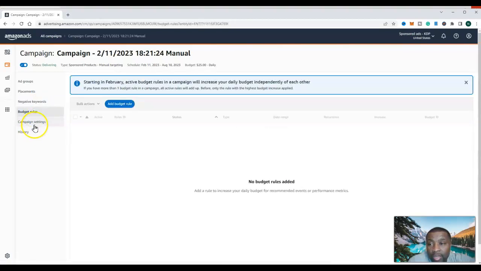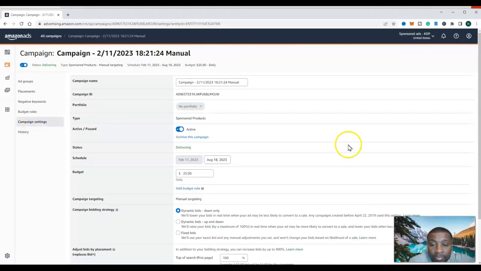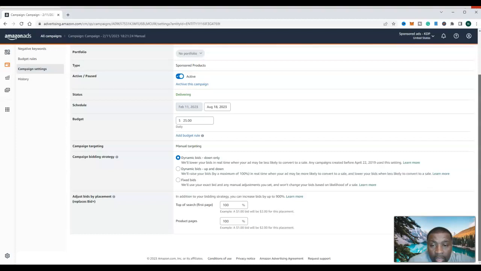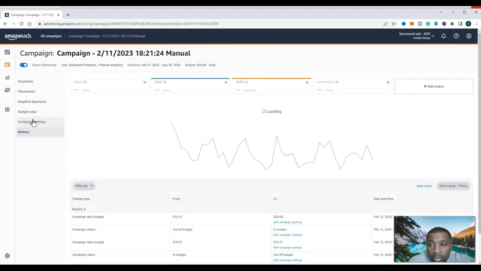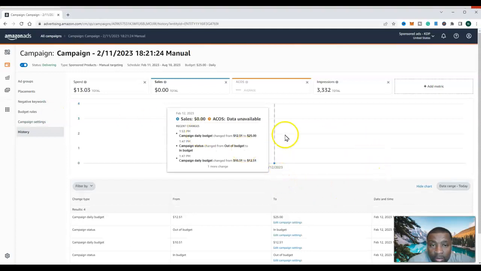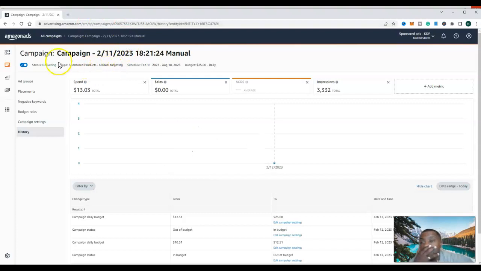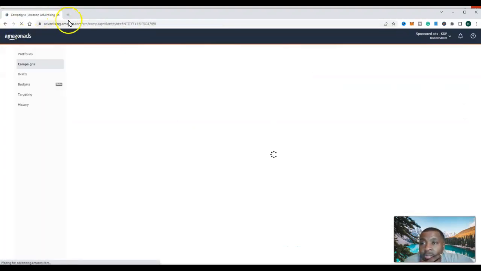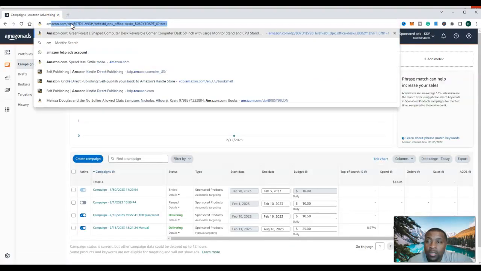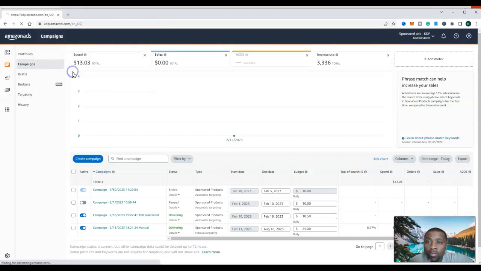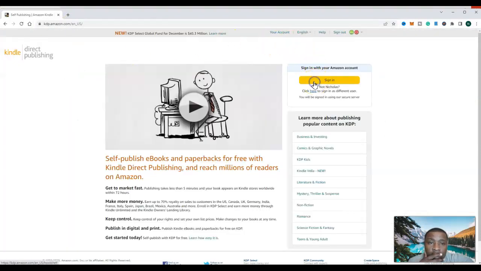Budgeting rules, I didn't set anything up there. Campaign settings, 25 a day, as you can see. History, nothing here. But so what I ended up looking at, another thing I checked out, let me just go here for real quick. Amazon. Let me see something real quick.